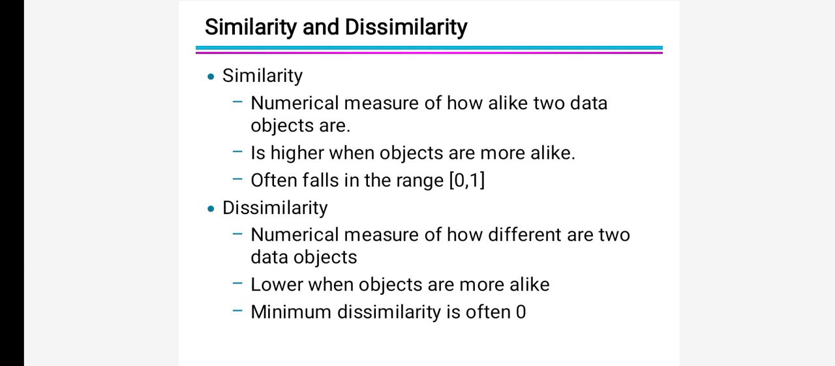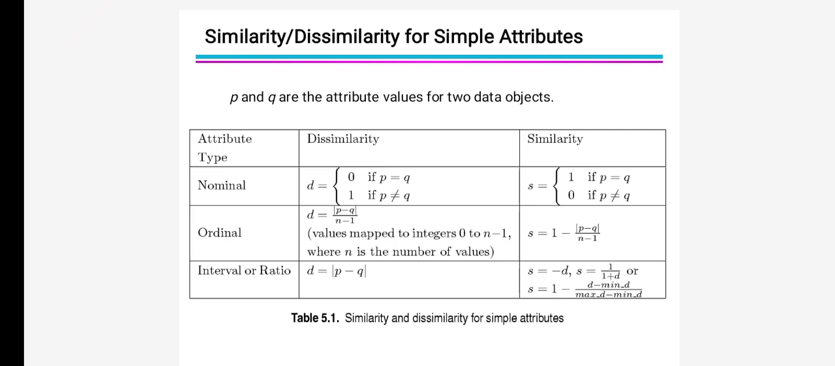Similarity is a numerical measure of how alike two data objects are. It is higher when objects are more alike, and often falls in the range 0 to 1. Dissimilarity is a numerical measure of how different two data objects are. It is lower when objects are more alike, and the minimum dissimilarity is often 0.